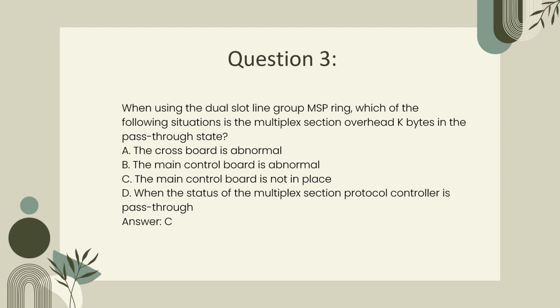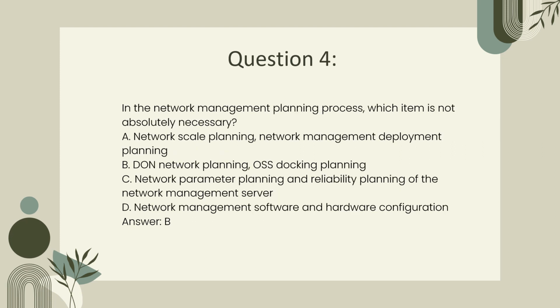A. The crossboard is abnormal. B. The main control board is abnormal. C. The main control board is not in place. D. When the status of the multiplex section protocol controller is pass-through. Answer: C. 4. In the network management planning process, which item is not absolutely necessary?